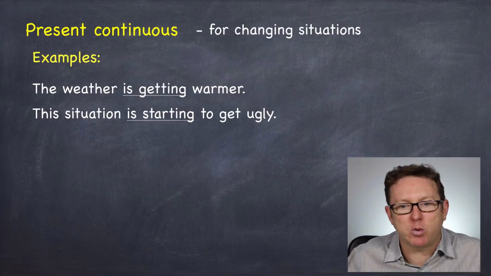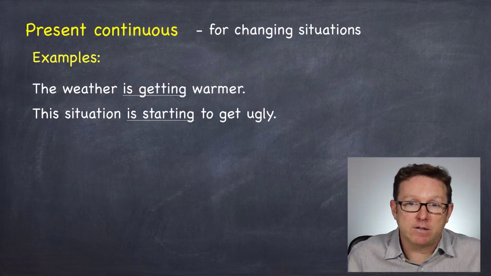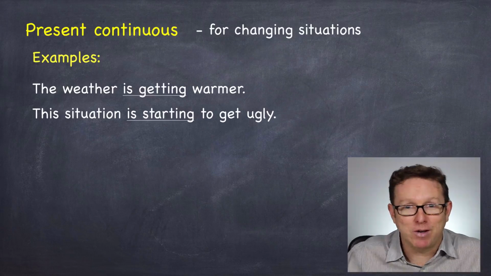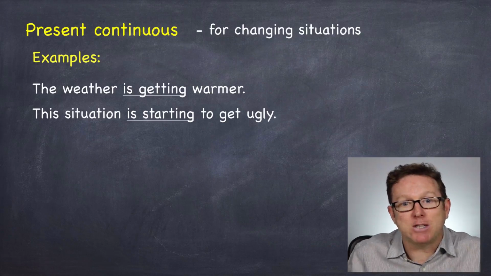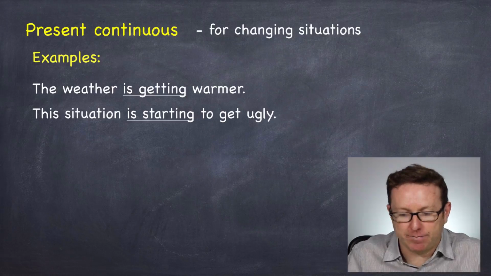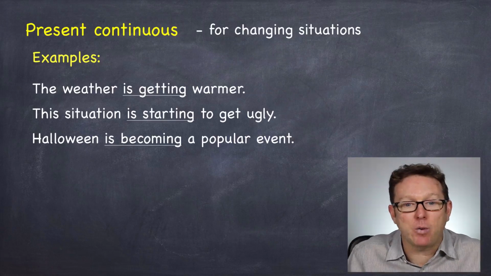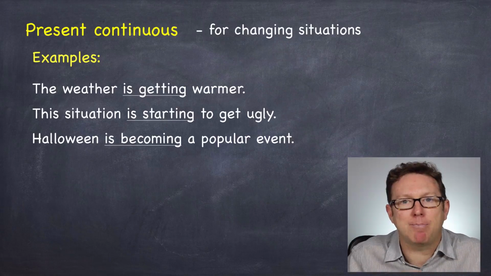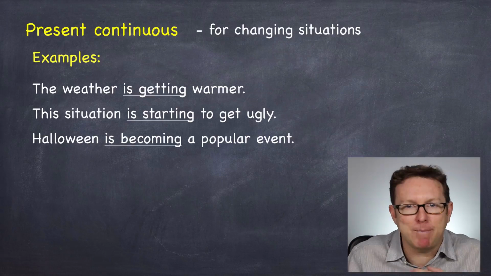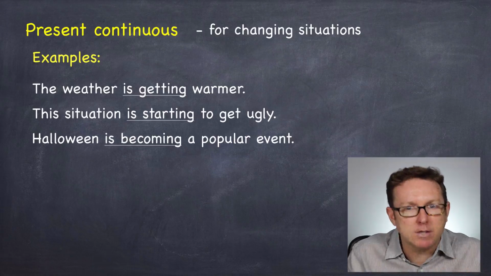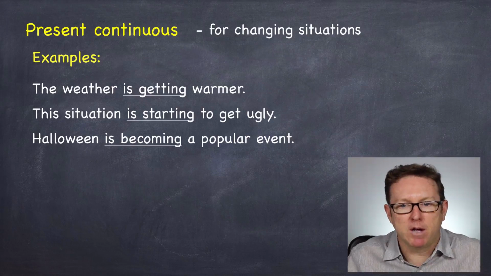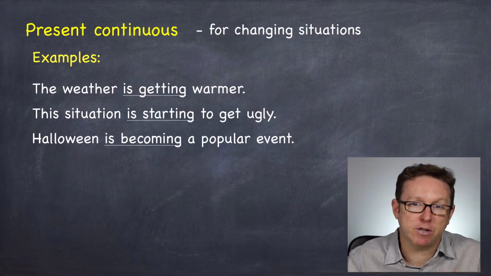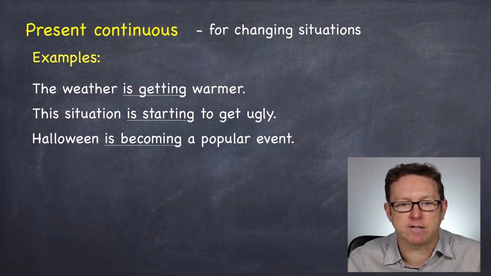The next one, the situation is starting to get ugly. The situation was normal a few minutes ago. Now people are arguing. The situation is starting to get ugly. And the final one here is Halloween is becoming a popular event. When I was a child, Halloween wasn't popular. Go to Australia now, every child celebrates it. So it's becoming a popular event. Halloween is becoming popular, okay? Slowly, it's starting to become popular. So that is for the changing situation that is in progression, a changing situation.